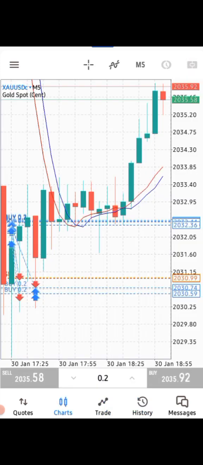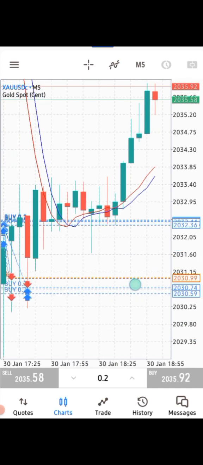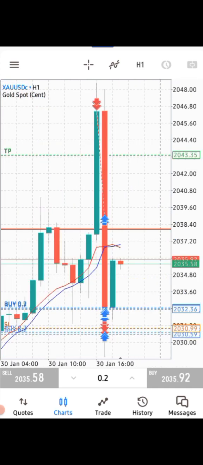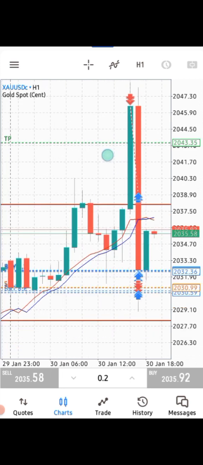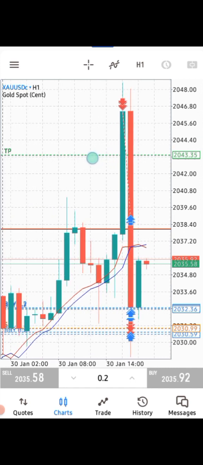I'm still going to hold it because this is going to be a perfect one for me. I'm still going to hold this trade. Of course, you can see where the trade is now, so there is a high probability that it will get to this point where I placed my take profit.